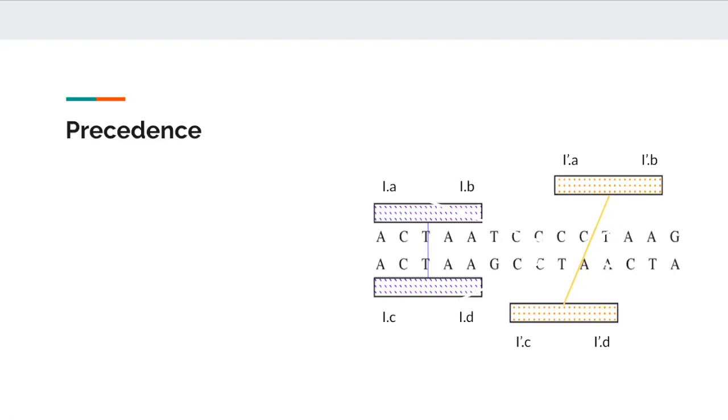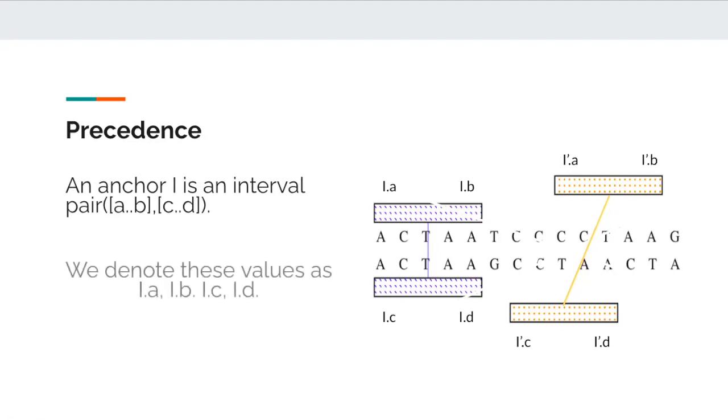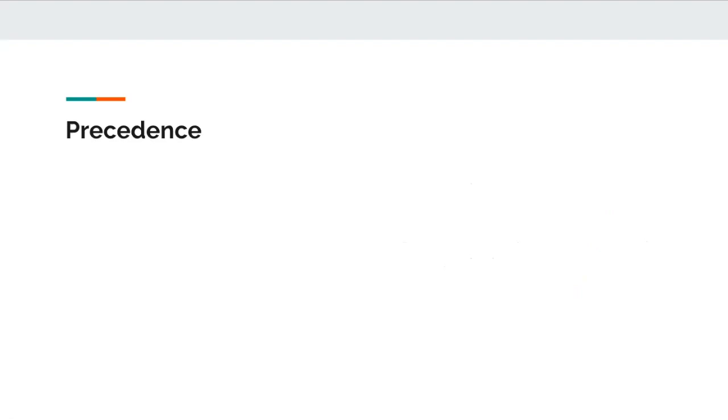We'll start with a bit of notation here. Each anchor has 4 associated values. 2 are for the first string and 2 are for the second. For an anchor I, we'll use I.a and I.b to denote the 2 values for the first string, and I.c and I.d the 2 values for the second string. With these 4 values, we can define a partial ordering or precedence between the anchors.